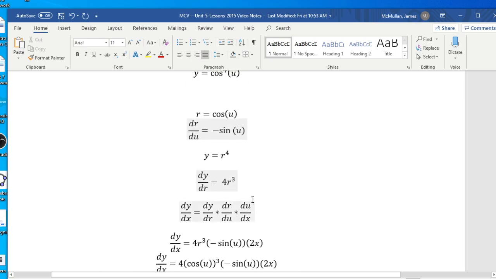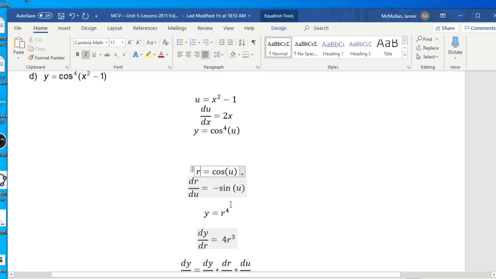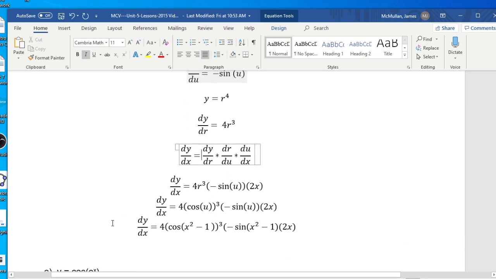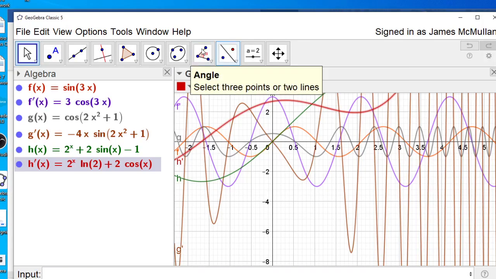So let's summarize here. The substitutions we made, we took the very inside function and called it u. We took the middle function and called it r. And then we took the outside function and just left it as y. The three derivatives are the derivative of each one in terms of its substitution. And then at the end, you just replace everything back with what it had. Let's go to GeoGebra and just check our work on this one.